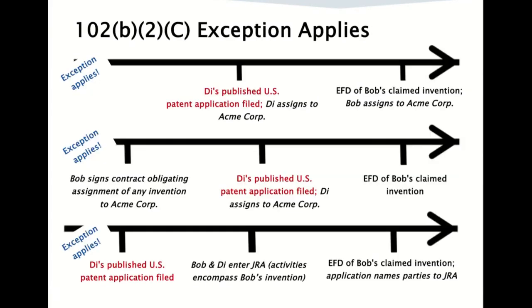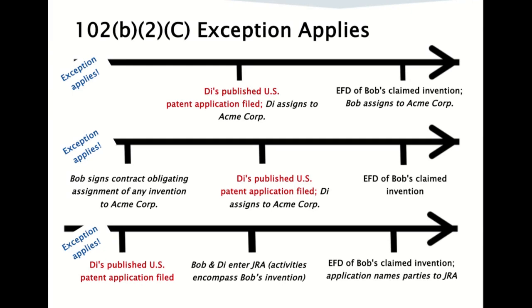In each of these examples, Bob, the inventor of the instant application, and D need not have invented the same subject matter. In the first timeline, D's application is owned by the same person or entity as Bob's, so the exception applies. Bob's assignment to Acme may have occurred at any time up to the effective filing date of Bob's claimed invention. In the second timeline, Bob is under contractual obligation to assign the invention to the same person who owns D's invention, so the exception applies.